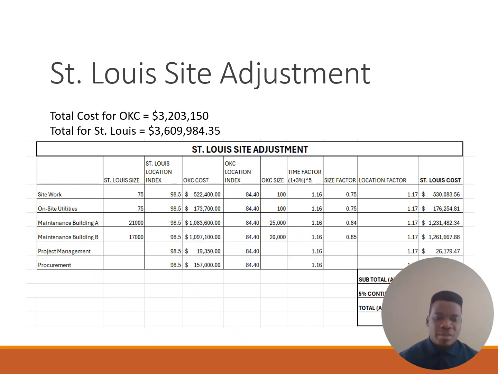So again, for the project management and procurement costs, I just used the time factor and the location index to come up with it. But as we can see, I've used 5% contingency for all of them for the adjustment of the two sites. This is according to my experience. I've seen that most projects use about 4.5 to 5% contingency. So I've just maintained the 5% contingency for both adjustments.